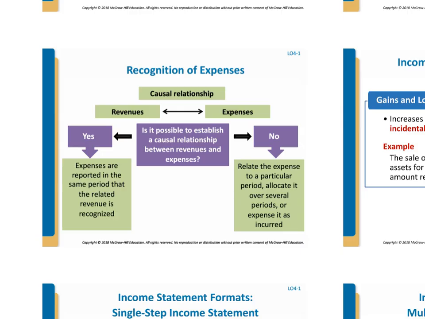As I mentioned, we often try to establish a causal relationship with expenses and revenues. We say that expenses are taken on in order to generate revenues. If we can establish that causal relationship, then we will recognize the expenses in the same period that revenue is recognized. An example of this would be cost of goods sold. However, if we cannot recognize a causal relationship, then we may recognize the expense in a particular period, like rent expense, may be allocated over several periods like depreciation expense, or recognize it as we incur the cost or get that benefit, like for instance, advertising expense.